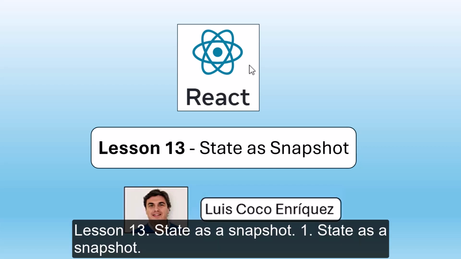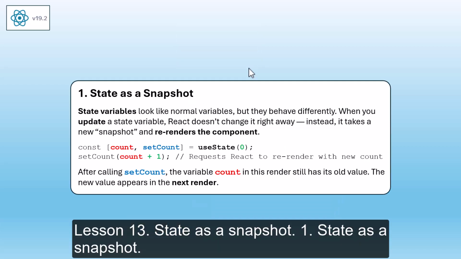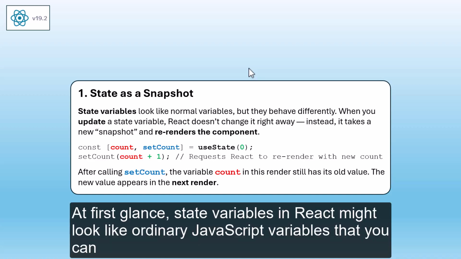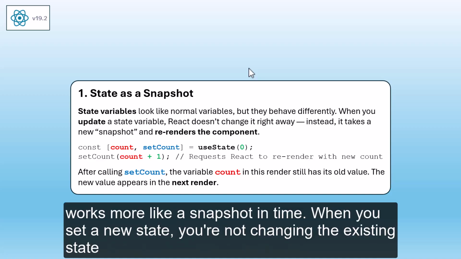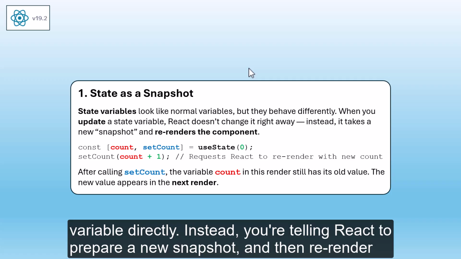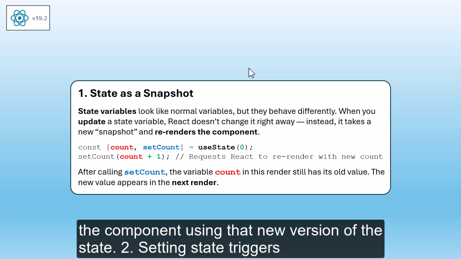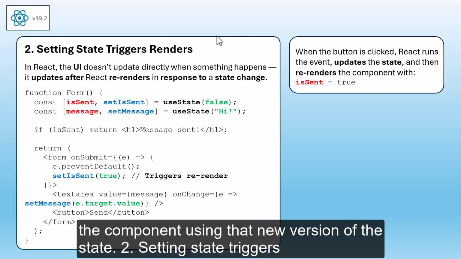Lesson 13, State as a Snapshot. 1. State as a snapshot. At first glance, state variables in React might look like ordinary JavaScript variables that you can freely read and modify. But that's not exactly how they behave. State in React works more like a snapshot in time. When you set a new state, you're not changing the existing state variable directly. Instead, you're telling React to prepare a new snapshot and then re-render the component using that new version of the state.